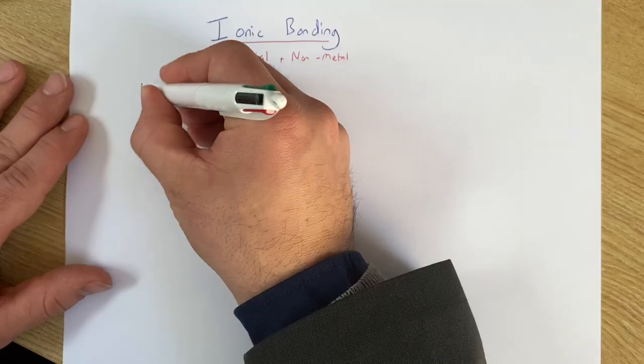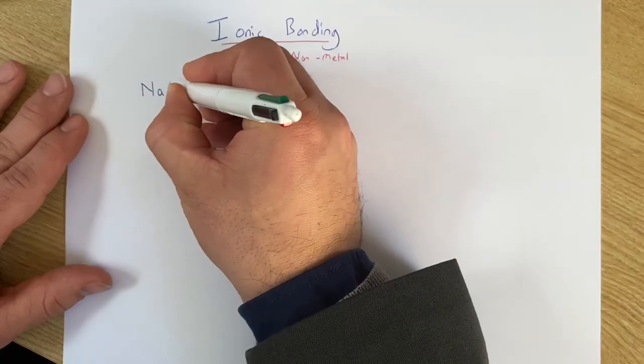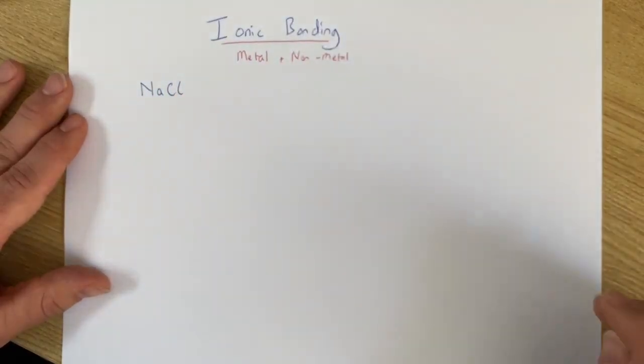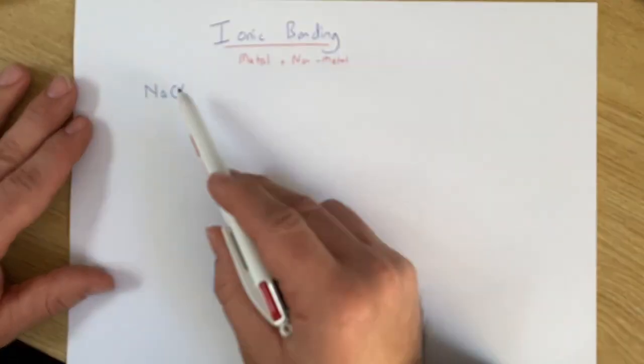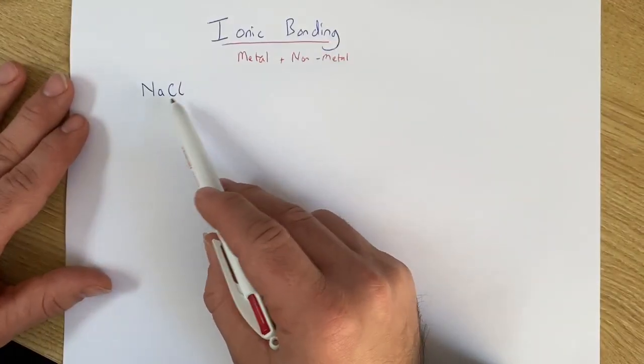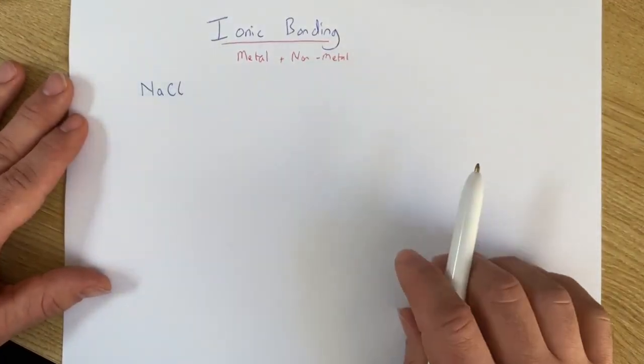So the most simple and classic example that you are often given is something like NaCl. And so it's up to you to identify by looking at this that we have a metal and a non-metal, and therefore we're going to draw ionic bonding.